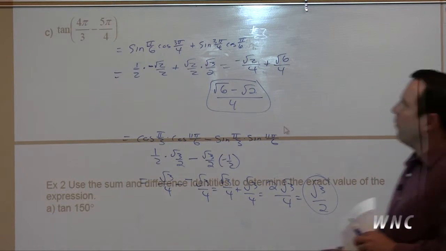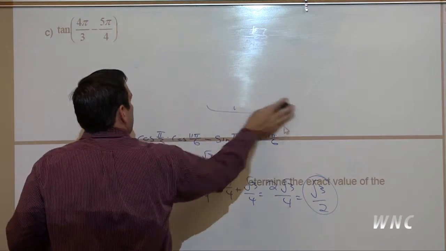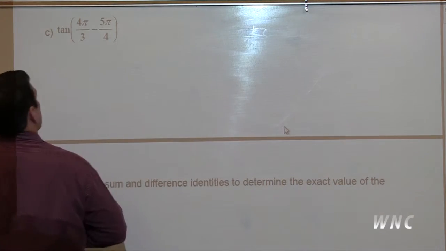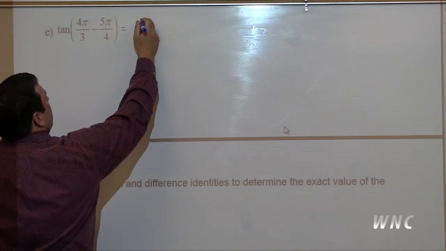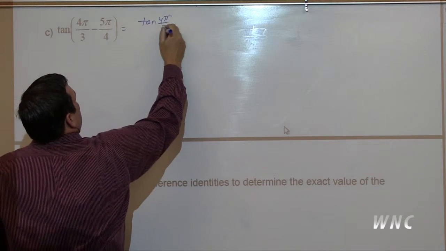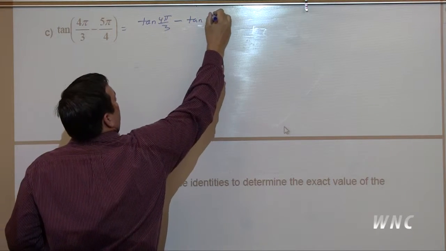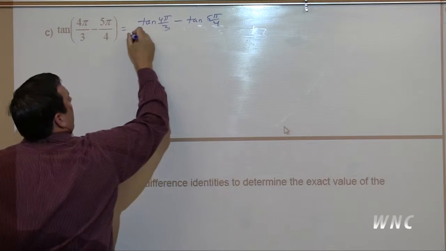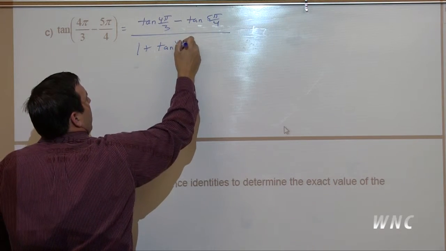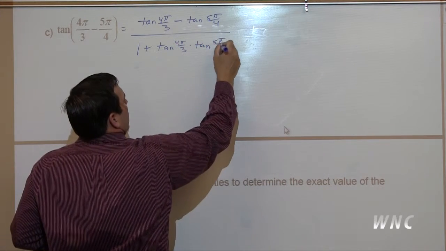Next one, tangent of 4 pi over 3 minus 5 pi over 4. This is going to be tangent of 4 pi over 3 minus tangent of 5 pi over 4, over 1 plus tangent of 4 pi over 3 times tangent of 5 pi over 4.